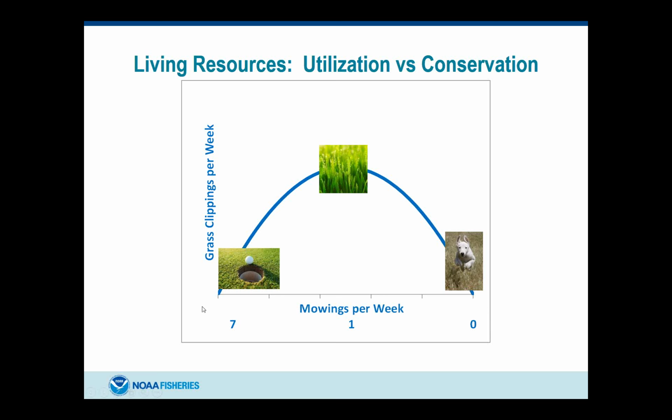On the left-hand side, if we are setting our mower really low and mowing really frequently, well, we have hardly any grass left. We're also not getting very many grass clippings out of it because there's hardly anything to mow. Whereas in the middle, we set our mower height a little higher so we don't get the smallest blades, and we're mowing about once a week. We're probably getting about the maximum grass clippings per week that you could get by having this intermediate level of added mortality being imposed on our grassy area.